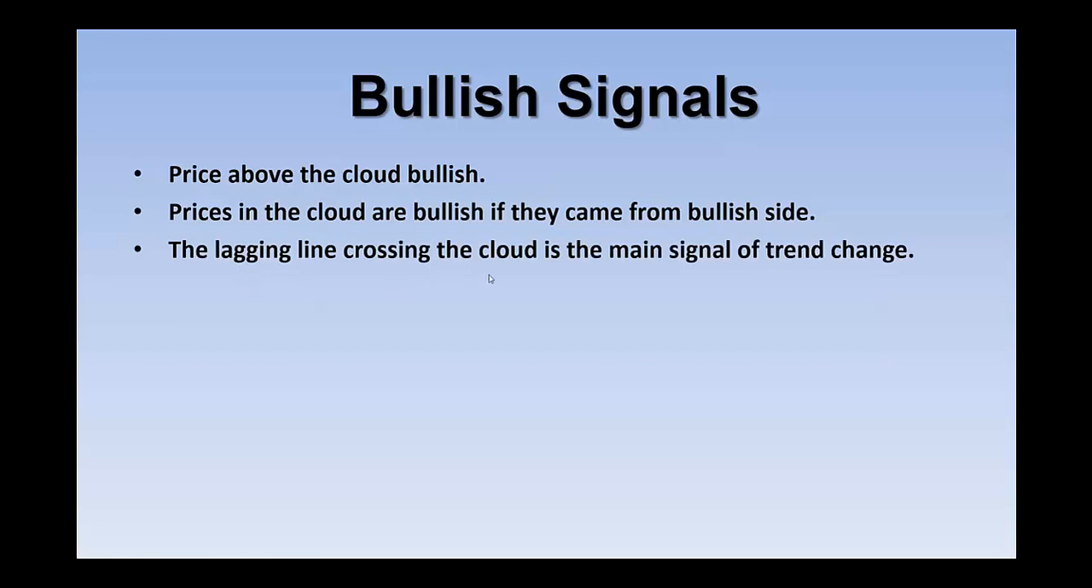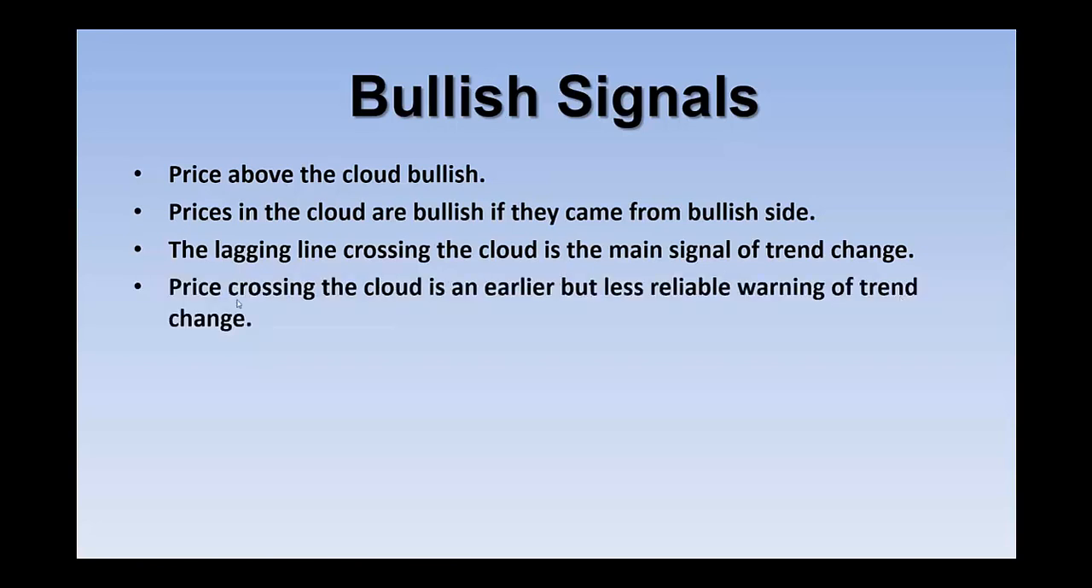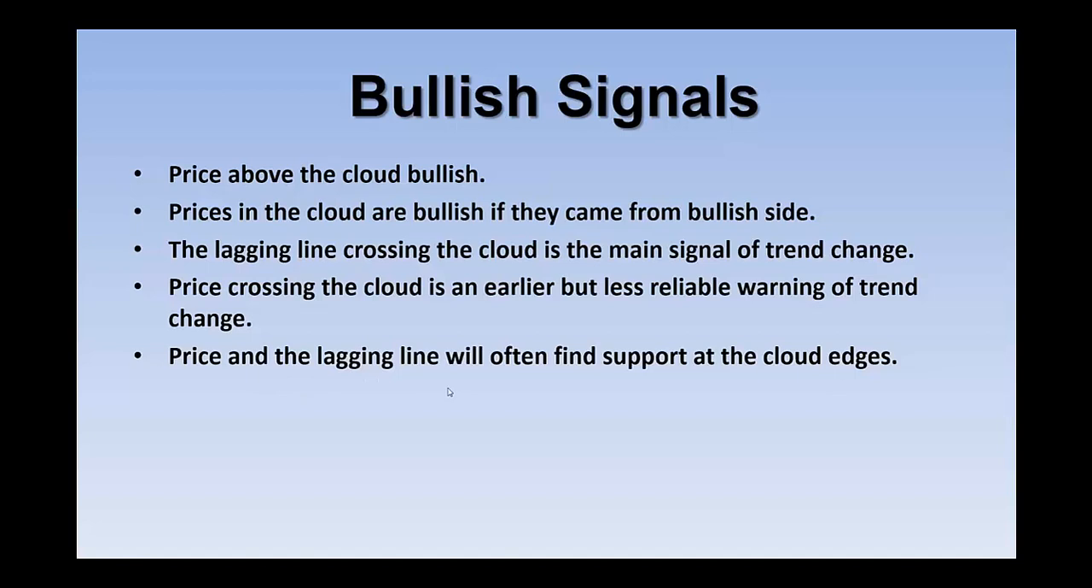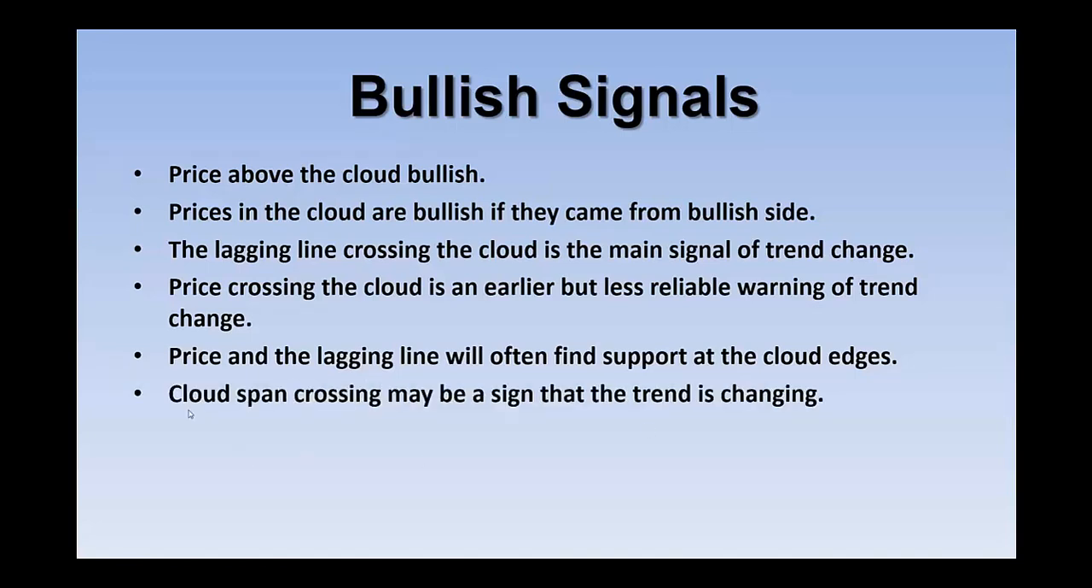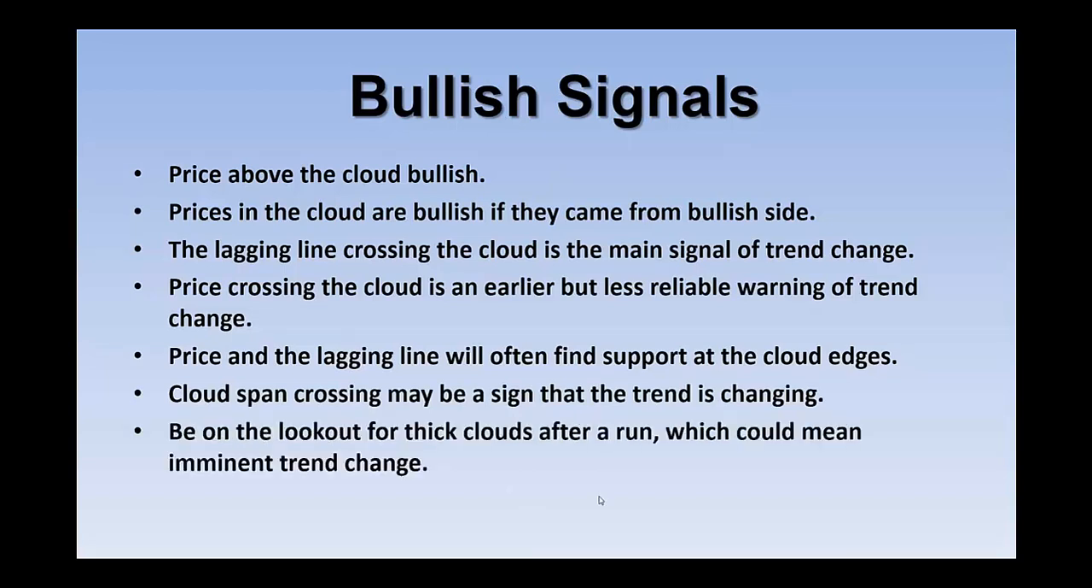The lagging line crossing the cloud is the main signal of trend change, but it's very slow, so you've got to be careful. Price crossing the cloud is an earlier but less reliable warning of trend change. Price and lagging line will often find support at the cloud's edges. Cloud spans crosses may be signs that the trend is about to change. Be on the lookout for thick clouds after runs, which could mean a trend is about to change also. So those are the bullish signals.